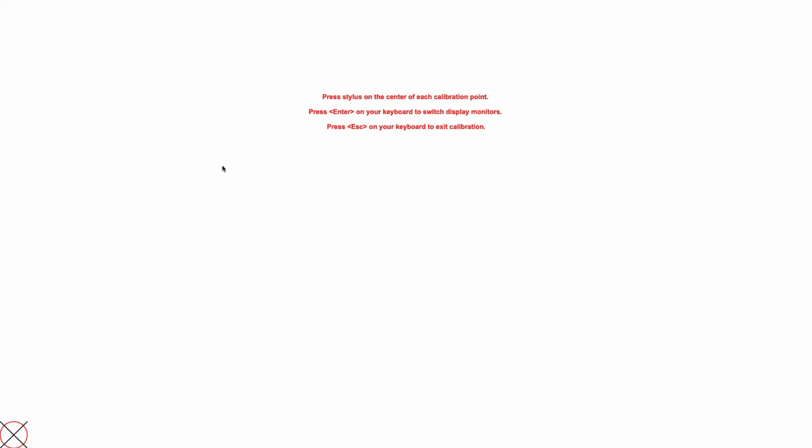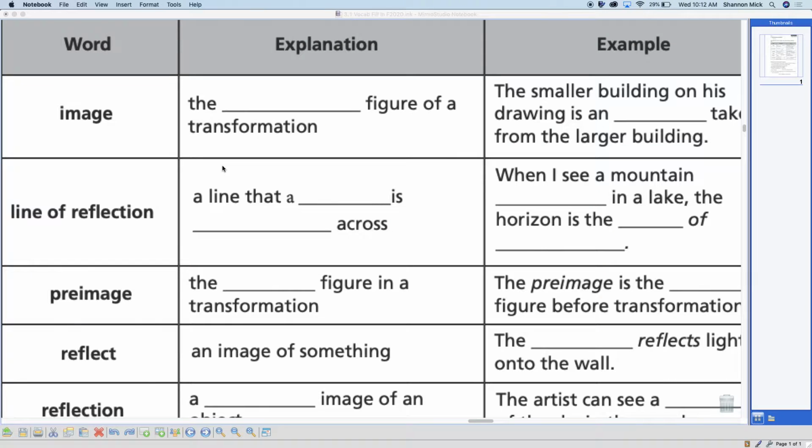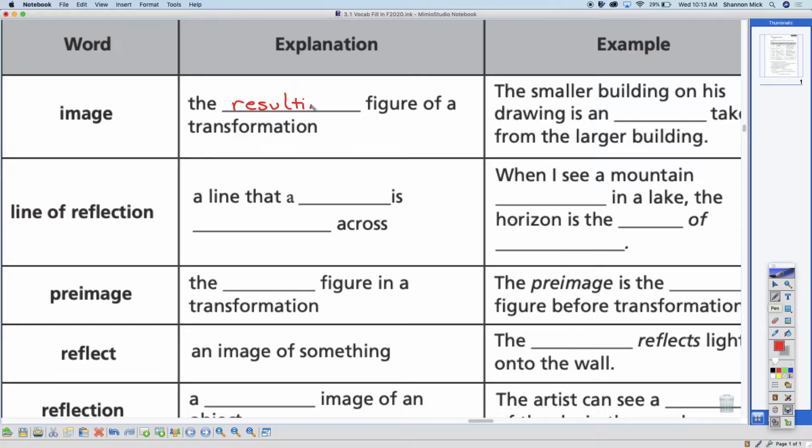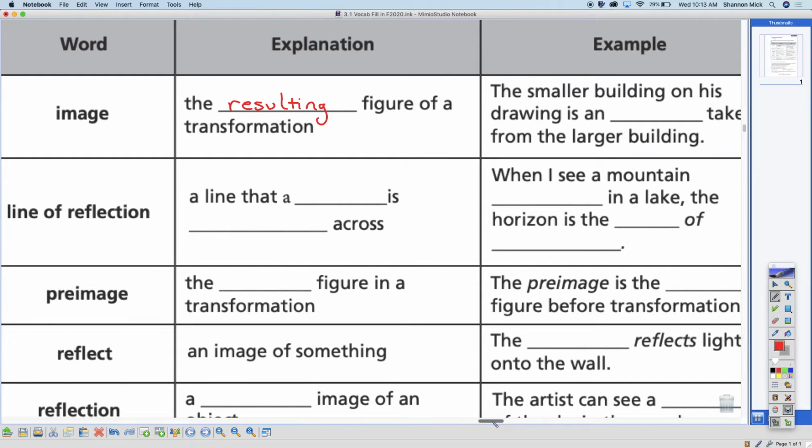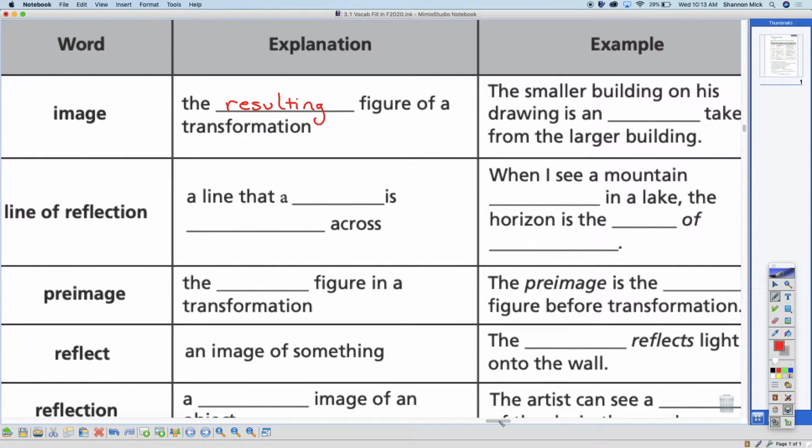So an image is the resulting figure of a transformation. Okay, so that's the end product, right? And it says the smaller building on his drawing is in what? Taken from a larger building. What do you think goes over there? Image. Thank you.